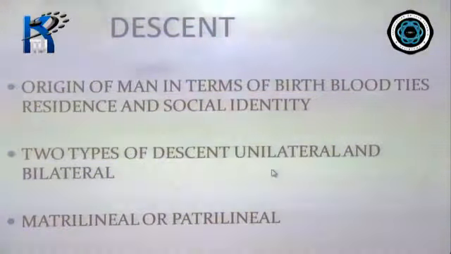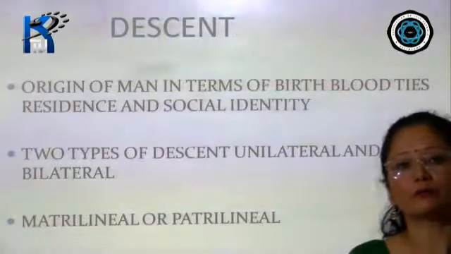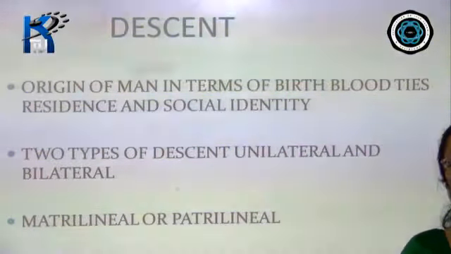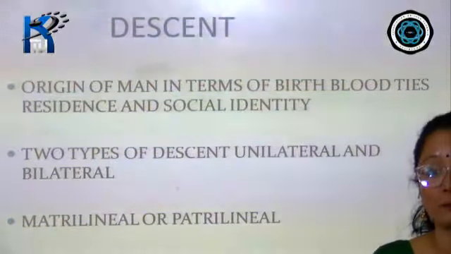We have two types of descent. One is unilateral and the other one is bilateral. Unilateral can be divided again; in unilateral, examples are there. One is matrilineal and the other one is patrilineal. Now, you cannot understand descent, though I have given you the meaning and definition of descent as the origin of an individual. You get to know about a person's identity. You get to know about a person's history in terms of blood ties, in terms of the relationship, etc.